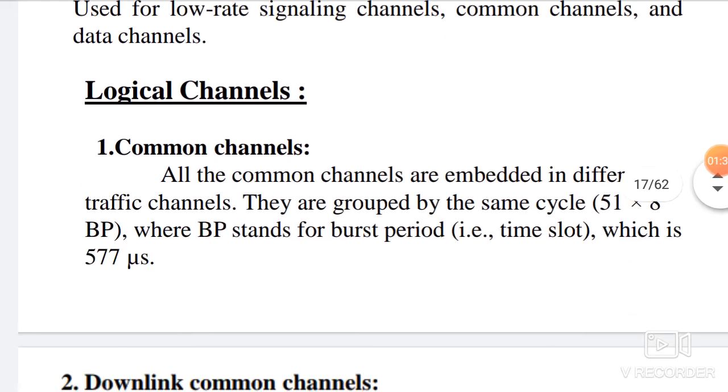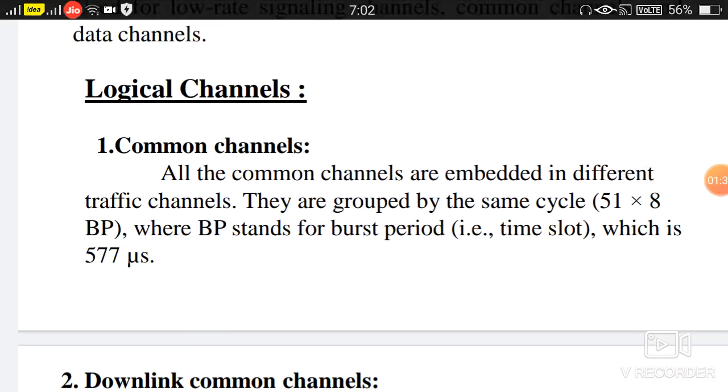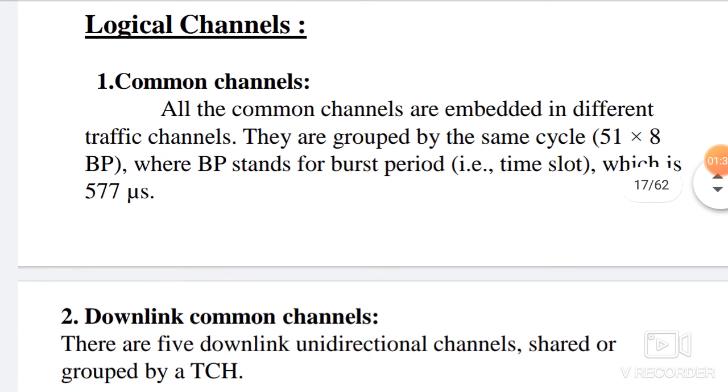So these are all the physical channels, and now we are going to look at the logical channels. There are many types of logical channels, and one by one we are going to look at them. The common channels are embedded in different traffic channels. They are grouped by the same cycle, 51 by 8 BP. These BPs represent your burst period, which is nothing but your time slot, and a time slot is 577 microseconds.